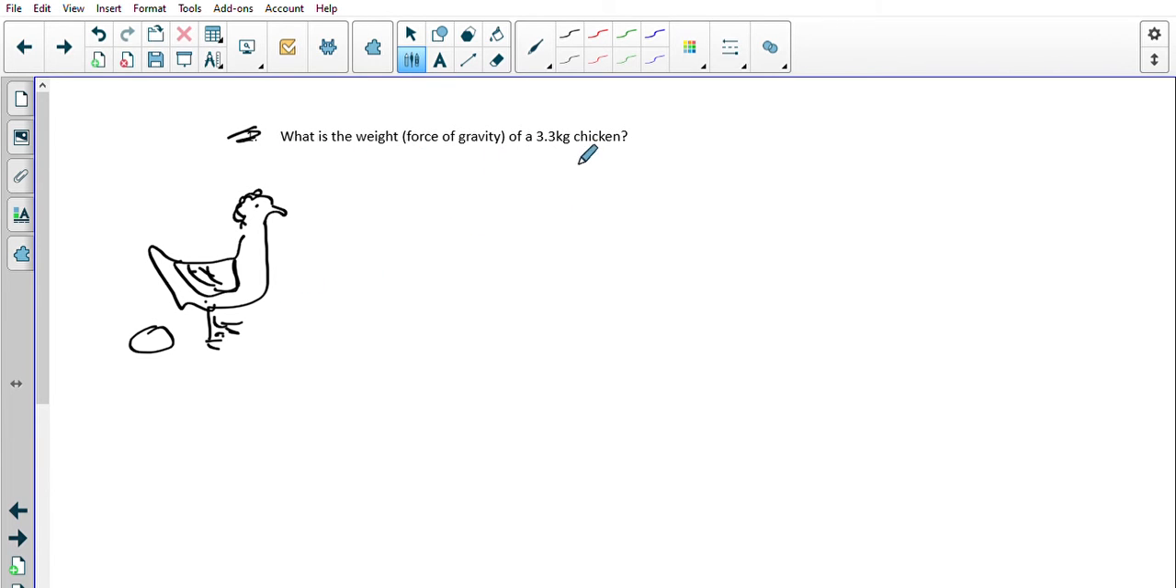Go through the question. What information do we know? 3.3 kilograms. What is that? Well, that is a mass. What is the weight, the force of gravity? This is the key point. Now, we use weight and mass as if they're the same thing. They're not. When we talk about the weight, we're talking about the force of gravity that an object has. When we're talking about mass, we're talking about the quantity of matter that we've got.